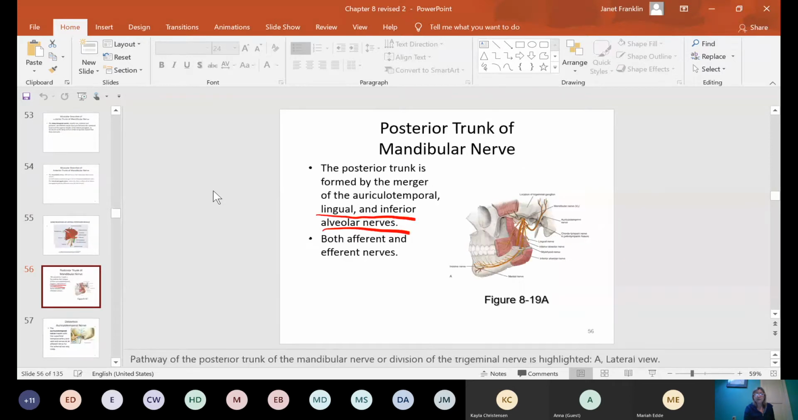Then you've got the posterior trunk, which is your lingual and your IA. Those are very important ones for you to know. So this picture is a little hard to follow when it's this small, but when you're looking at it on your own or in your textbook, look very closely. You can see where the lingual division is going to come down and come to the inner part, or the medial surface, of your ramus, and it's going to innervate the floor of the mouth and the lateral side of the tongue.